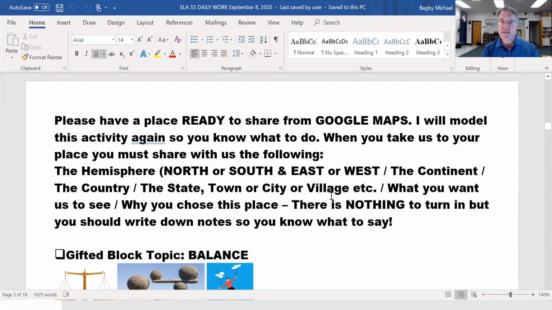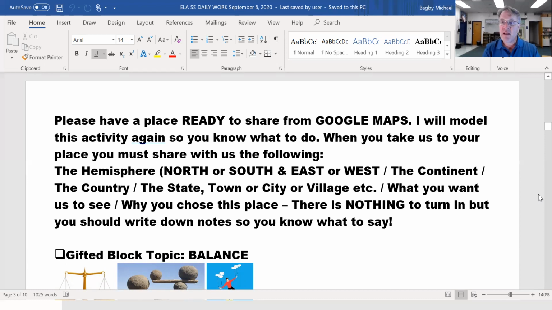Here in Pinellas County, Florida, we live in the northern hemisphere and the western hemisphere. Pinellas County, Florida, we live on the continent of North America. We live in the country of the United States of America. We live in the state of Florida. And here at this school, we live in the town of Largo.